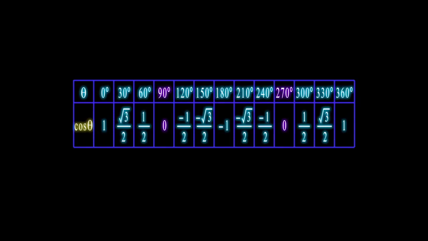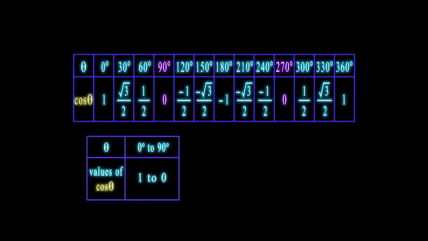Now let's look at the graph of the cosine function. This is the table of angle theta from 0 degrees to 360 degrees, and the various values of cosine theta. The relationship between angle theta and cosine theta is shown by a graph like this. When angle theta increases from 0 degrees to 90 degrees, the values of cosine theta decrease from 1 to 0.